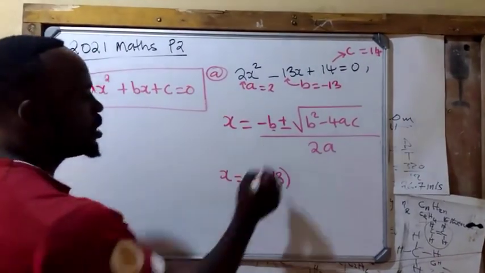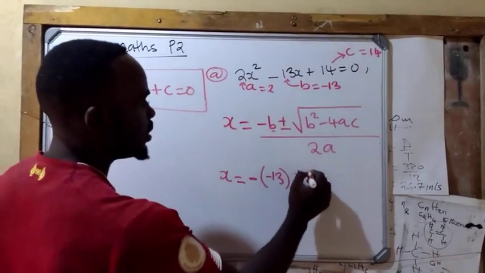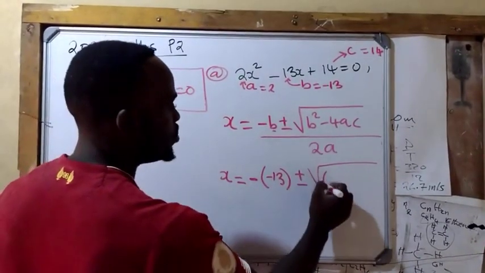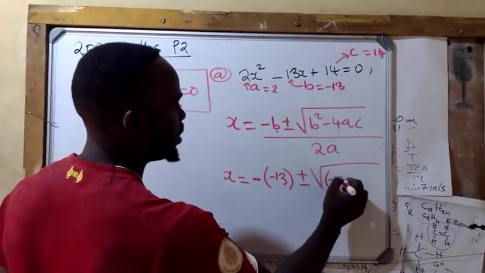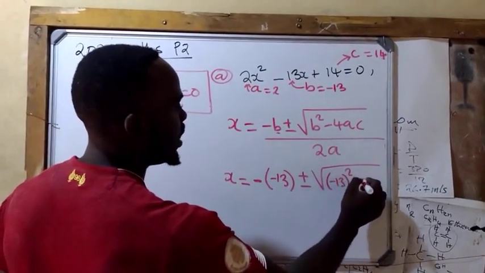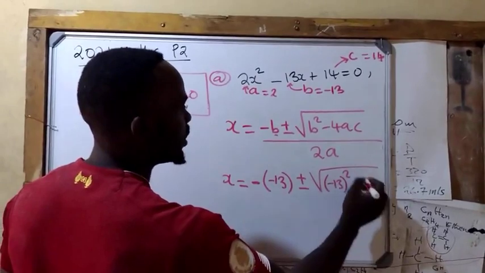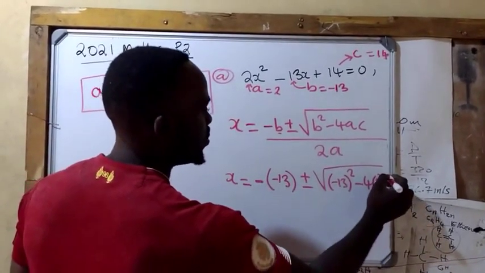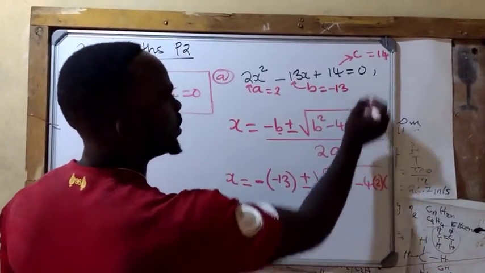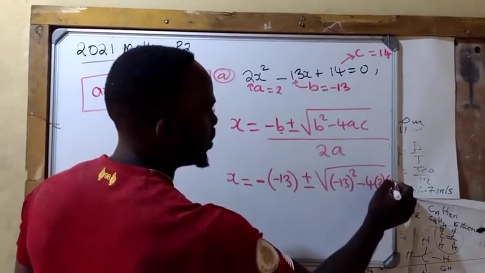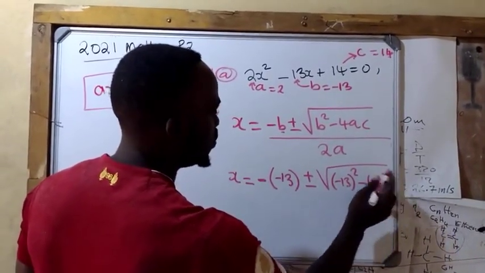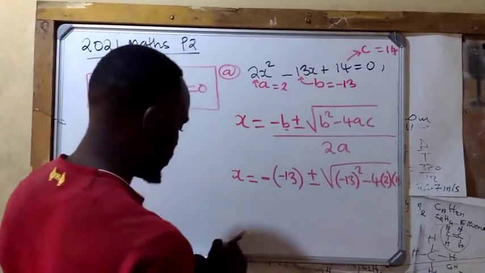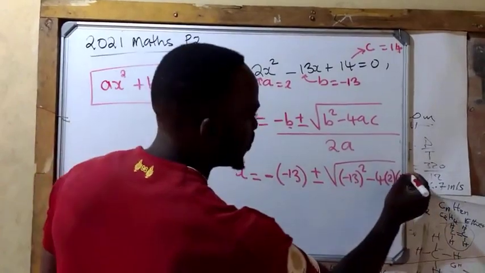You do this, plus or minus the square root of b squared, so I'll put in brackets negative 13, that's what you have said in the squared, minus 4, open bracket. What is the value of a? It's 2. We cross. Open bracket. What is the value of c? It's 14. You write 14. Due to space, forgive me.